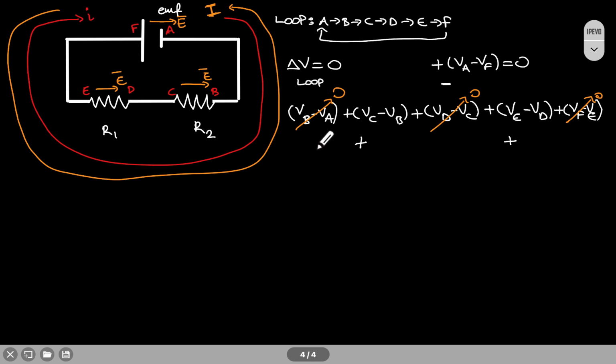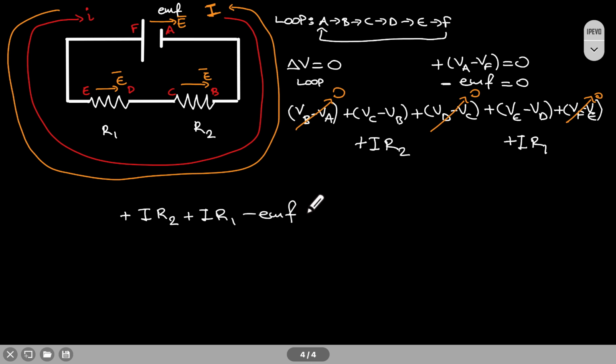Now, what will I include here? From B to C, I'm moving across a resistor, so I'm going to use Ohm's law, I times R2. From D to E, I move across this resistor, so I'm going to do I times R1. And then from F to A, I'm moving across the battery, so it will be minus EMF equals 0. Your entire equation then becomes plus IR2 plus IR1 minus EMF equals 0. And this is what we get when we apply Kirchhoff's loop rule for this circuit.